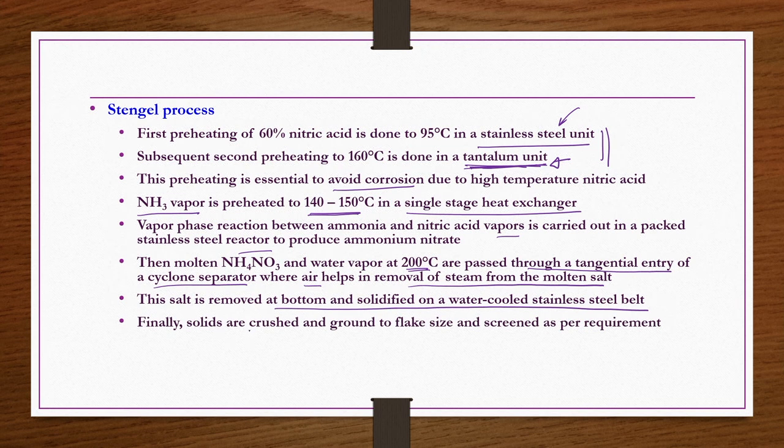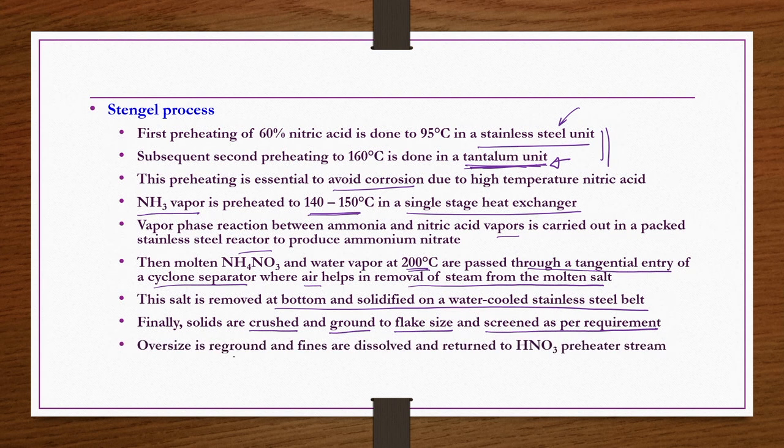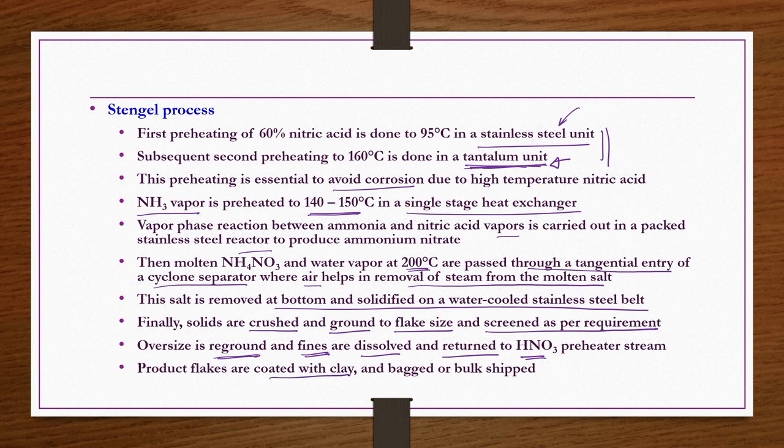Finally, solids are crushed and ground to flake of the required size and screened as per the requirement. Oversize is reground to get the required size. Whatever fines are there, they are dissolved and returned to the HNO3 preheater stream. Product flakes are coated with clay and bagged or bulk shipped as per the requirement.